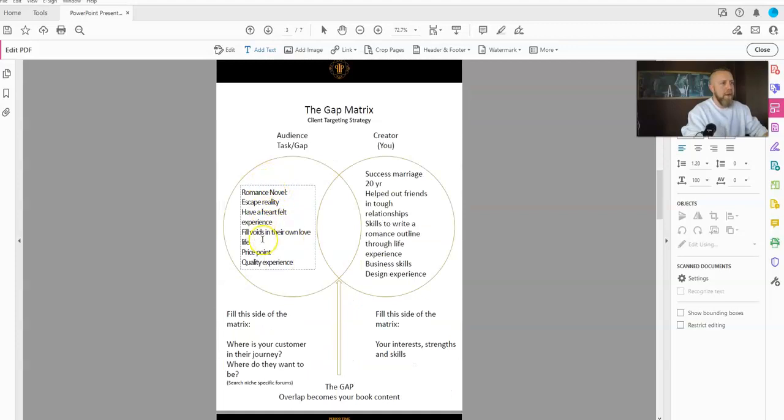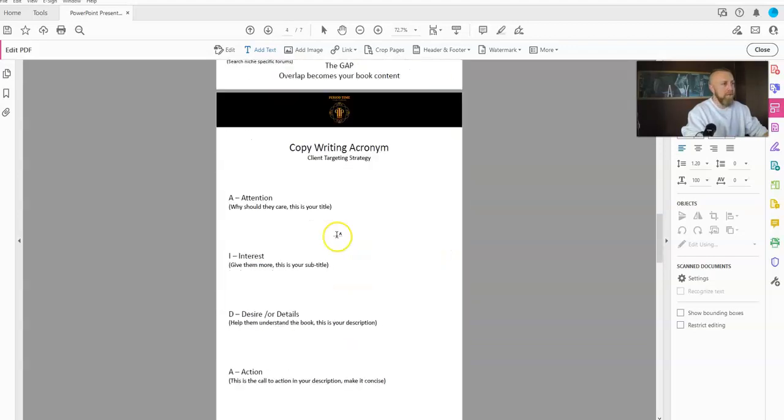Then you've understood what that customer avatar wants, and you've understood what skills you have that overlap, which will become your book content. So now it should be very, very easy to craft a very catchy title that tells the customer straight away why they should care about your book. It's going to stop them in their tracks, as well as, if you've looked at my video about the customer buying journey, they're looking at the cover, right? So the cover will stop them in their tracks, but the title will tell them why they should actually care and get you that click through, right?